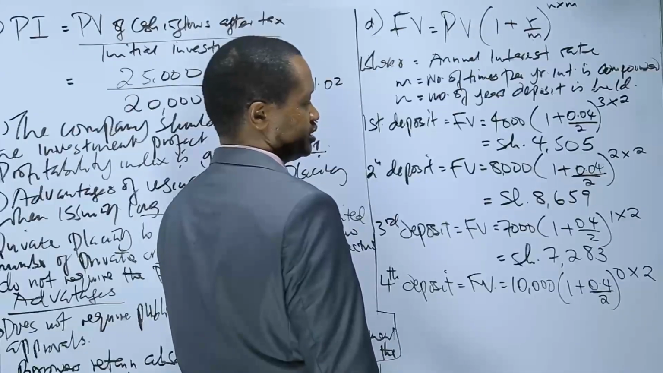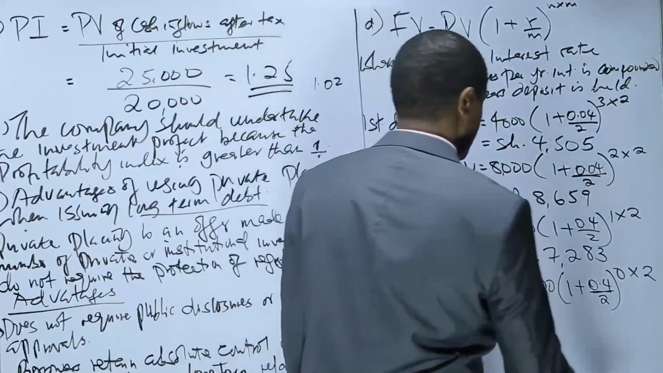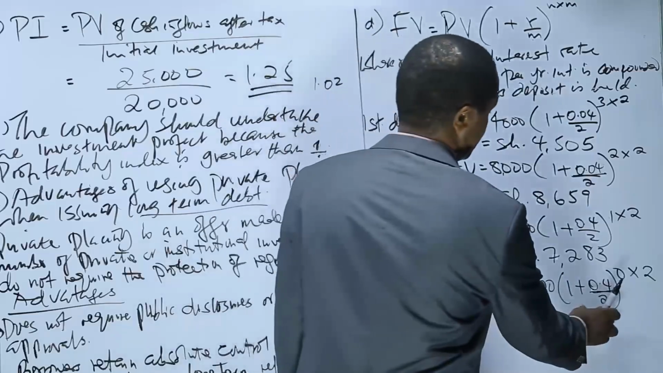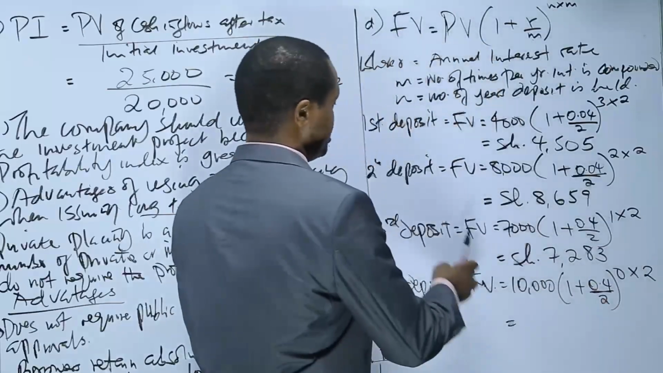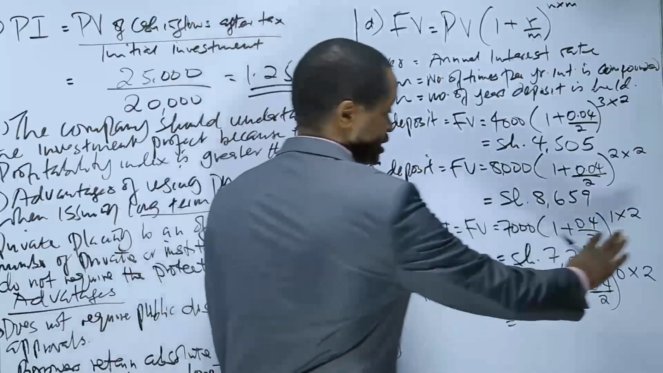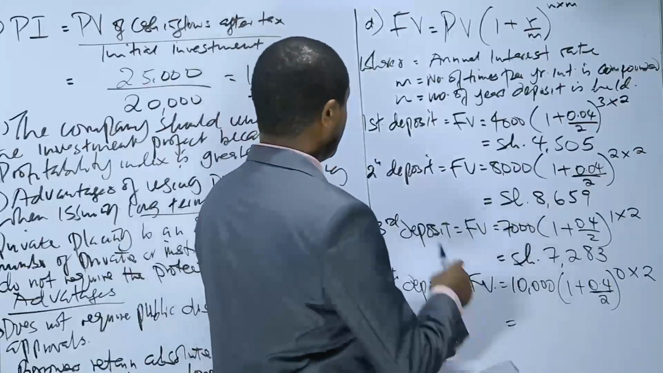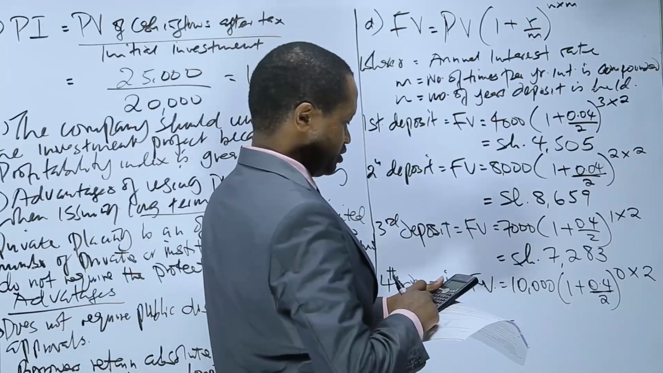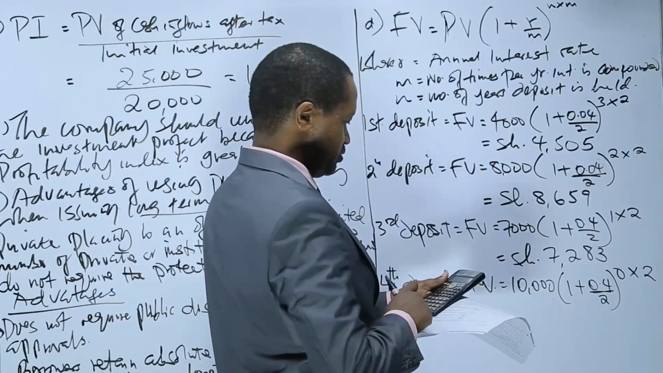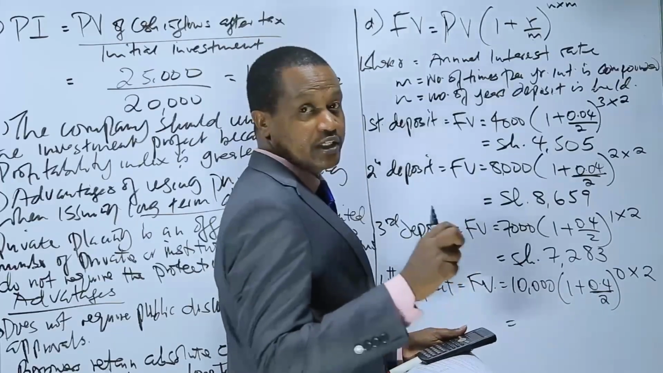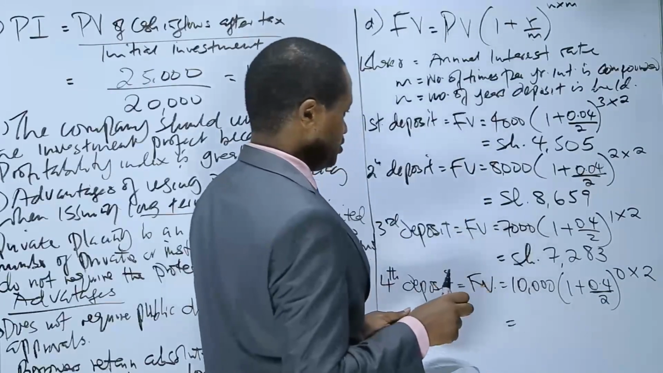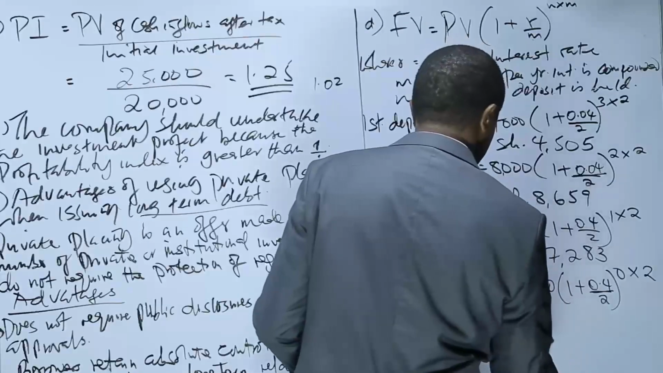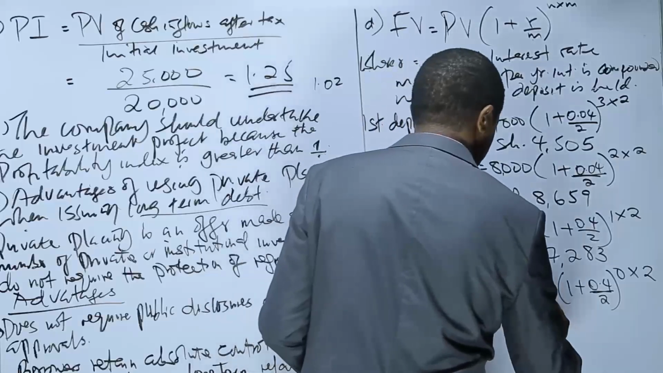Using your primary school mathematics, you can see this number is raised to 0. This number 1.02, I don't need to calculate, but if you are to calculate 1.02 raised to 0 is equal to 1. Any number raised to 0 is equal to 1. So we'll have 1 times 10,000, which is still equal to 10,000 shillings.